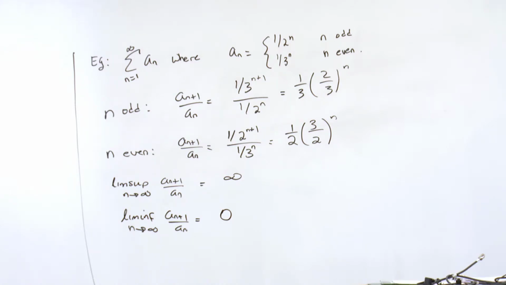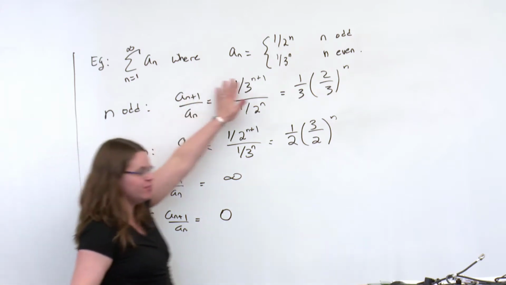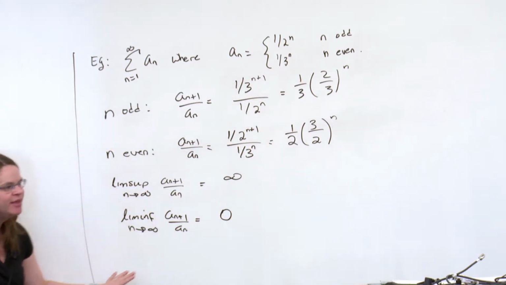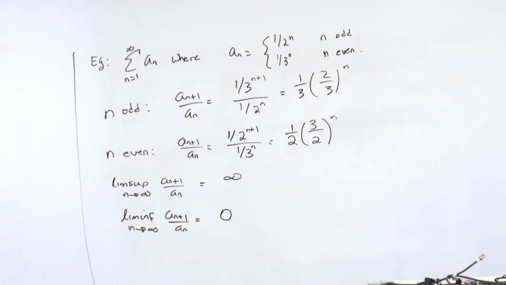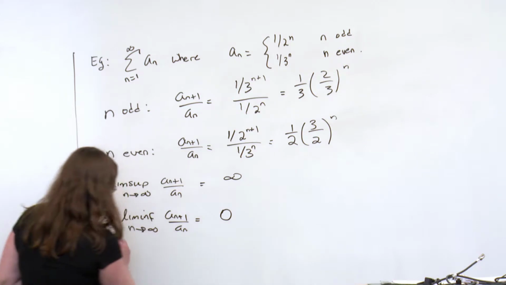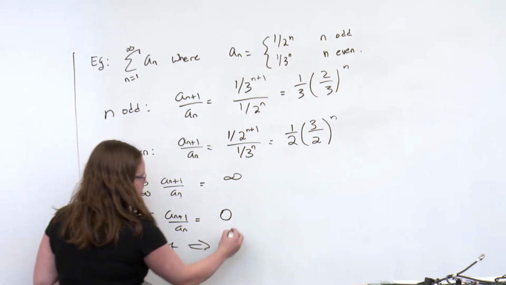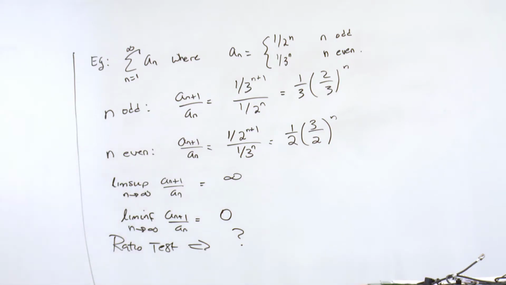So in this case, you can manufacture examples like this. There are plenty of examples where the ratio test would actually tell you something. But it won't always tell you something, right? So in this case, the ratio test is a big question mark. And it's a big question mark because this is not less than 1, and this is not bigger than 1.